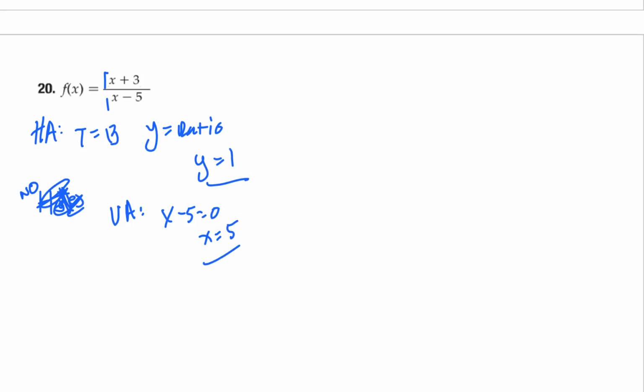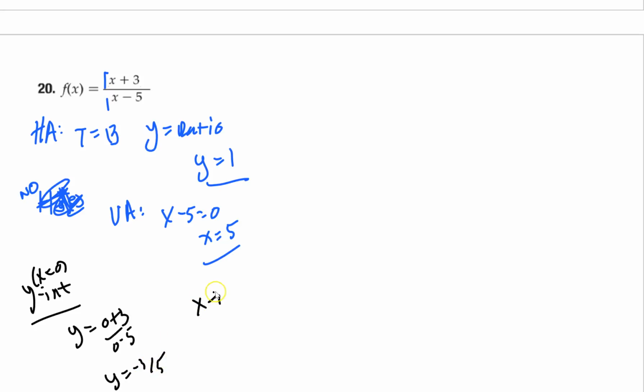Again, I might probably ask you to find the y and x intercepts. Y intercept, x equal to 0. It's also a good thing to know how to do in general, because it's going to happen a lot. So you set your x equal to 0. So y equals 0 plus 3 over 0 minus 5. y equals negative 3/5. X intercept, right? Set y equal to 0, sorry. So it's the opposite one.